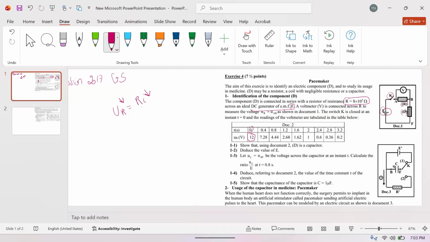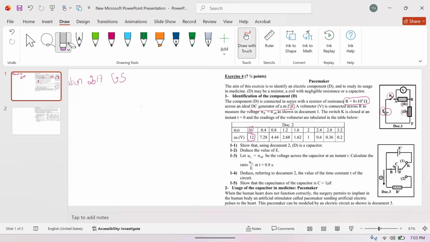Why? Because the capacitor will charge bit by bit progressively till it becomes fully charged. And when it does, it cuts the current. That's why we say the current decreases, because it will be cut at the end when the capacitor is fully charged. So this phenomenon is what proves that we have a capacitor.